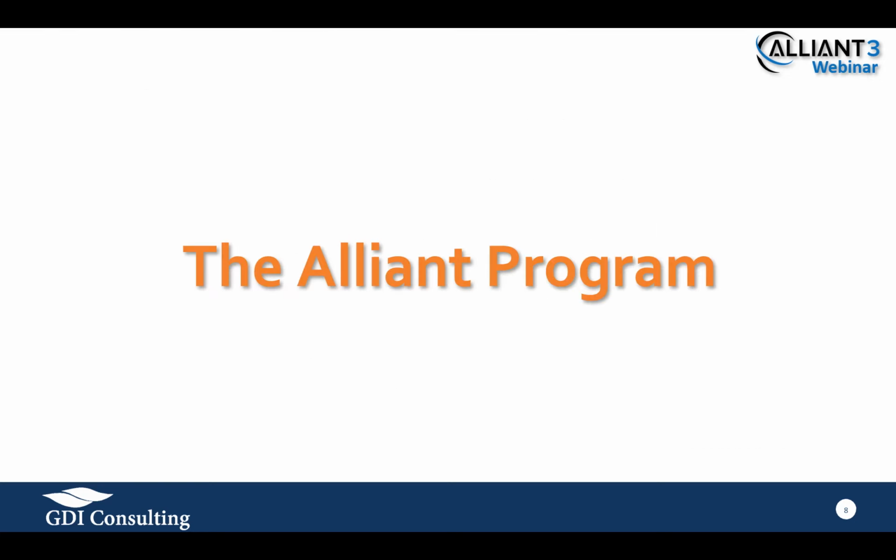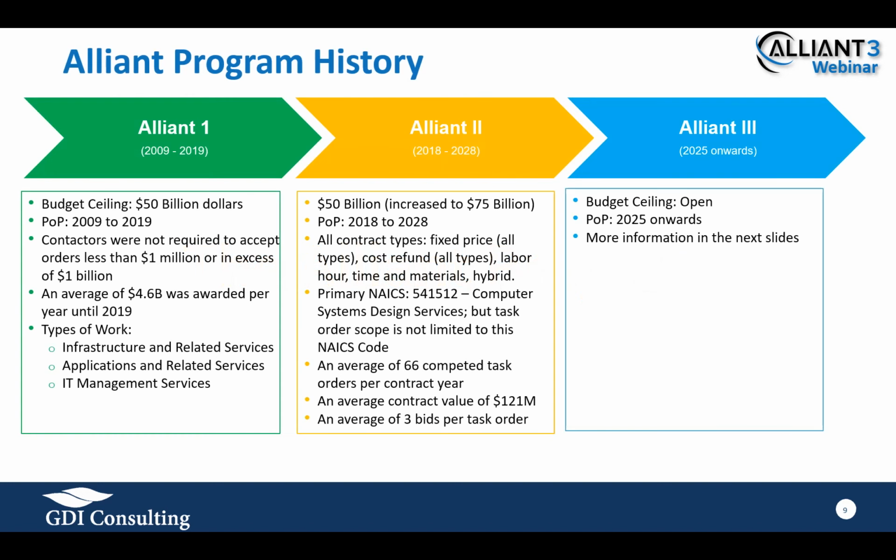Okay, having said that, let's start with the Alliant program. Let's see how it's faring, if it's growing or not, and it will give us an idea whether we should go after Alliant 3 as a whole or not. You can see that Alliant 1, or Alliant as they call it, was between 2009 and 2019. It had a $50 billion ceiling, and there's various, for the sake of time, I will not read everything. You can later on come back to this if you want to have more information about it. Alliant 2 was 2018 to 2028.